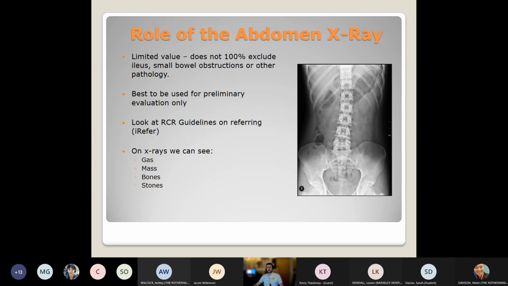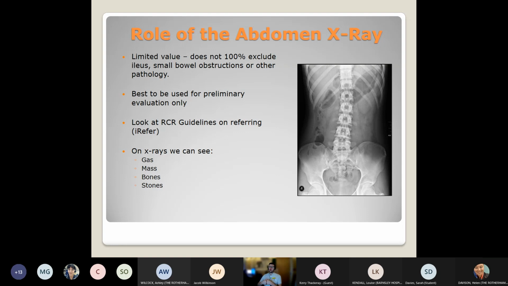On the X-rays, I've said it's all about interfaces, so it's all about contrasts, and the main things we could see on the X-ray are gases, which are dark, masses, which tend to be lighter because they're denser. Less X-rays are passing through, so they appear brighter. The bones, obviously, and any stones on there as well. So renal stones and sometimes gallstones. Not all gallstones are visible, but some are.